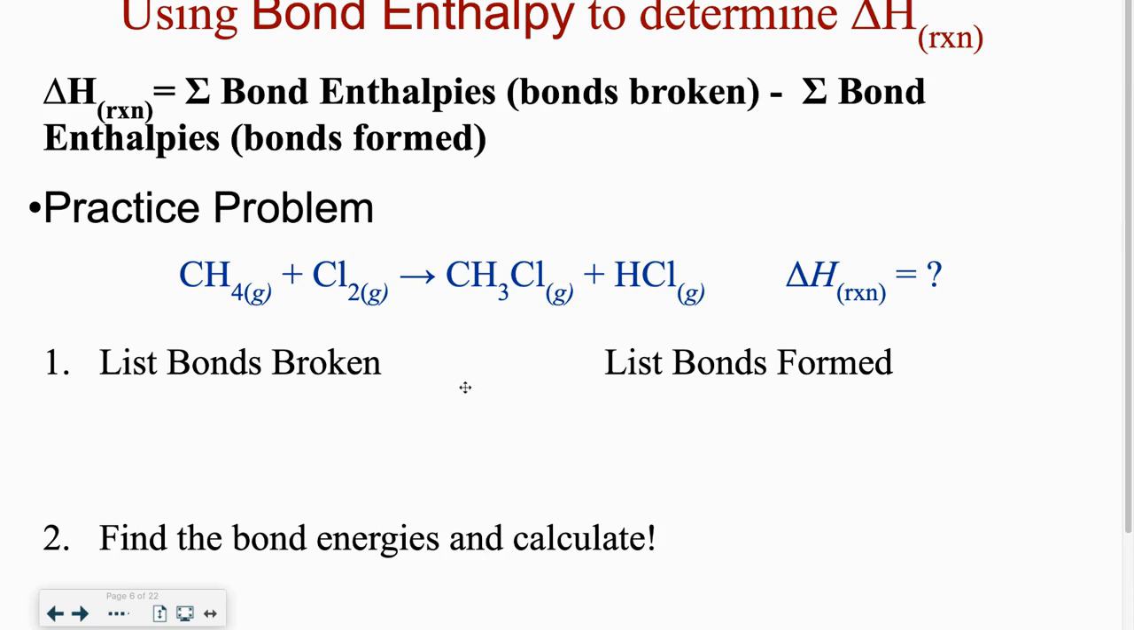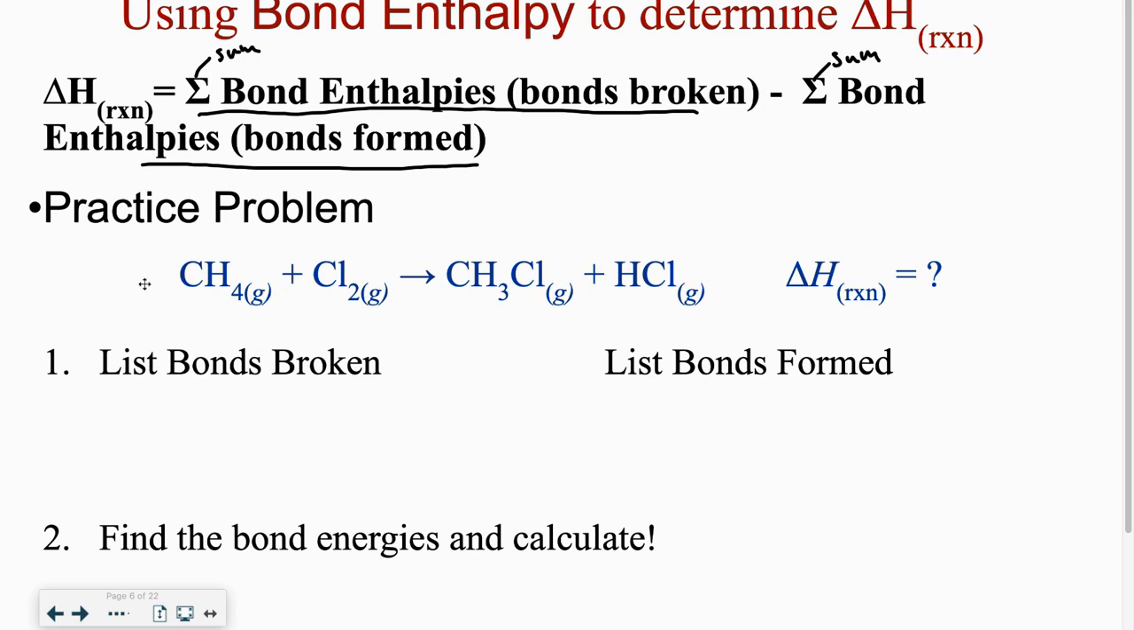So I went over this practice problem, so I'm going to redo this. And what we want to do is figure out what bonds are broken and what bonds are formed. And this sigma means sum. Okay, so from math, sum. And we need to get the sum of the bond enthalpies of the bonds broken minus the sum of the bond enthalpies of the bonds formed.